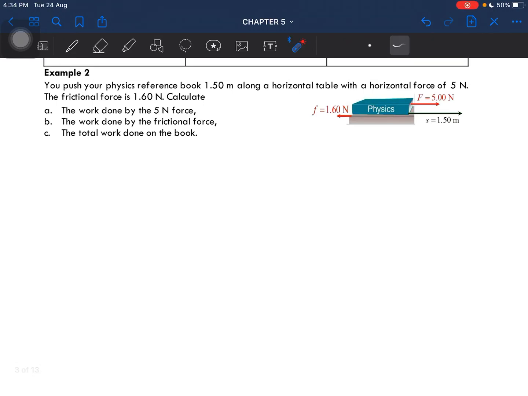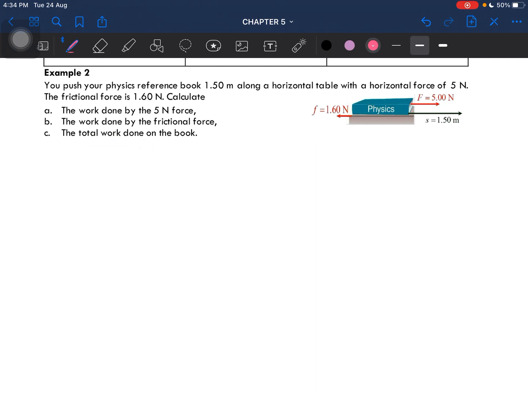Right, example number 2. You push your physics reference book 1.5 meter. Okay, so they gave us the displacement, which is 1.5 meter, along a horizontal table with a horizontal force of 5 Newton. Here, the frictional force is 1.6 Newton. So calculate the work done by the 5 Newton force, by the frictional force, and the total work done. Okay, so in that case, how do we do this?